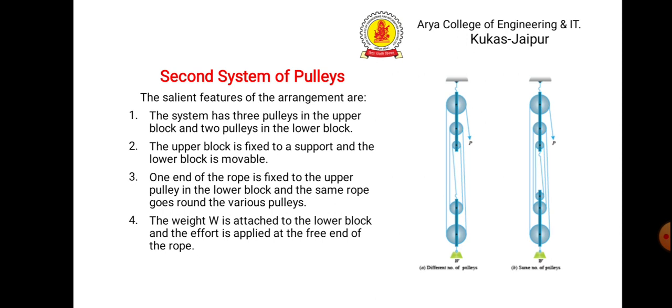One end of the rope is fixed to the upper pulley in the lower block, and the same rope goes round the various pulleys. Means the rope is same, so the tension will be same. The weight W is attached to the lower block and the effort is applied at the free end of the rope.